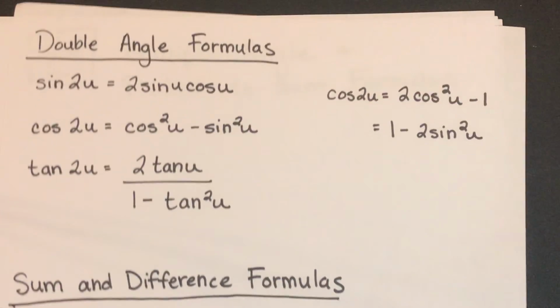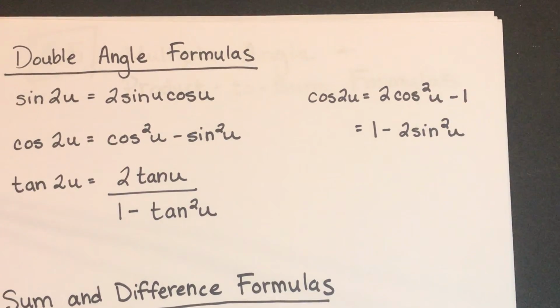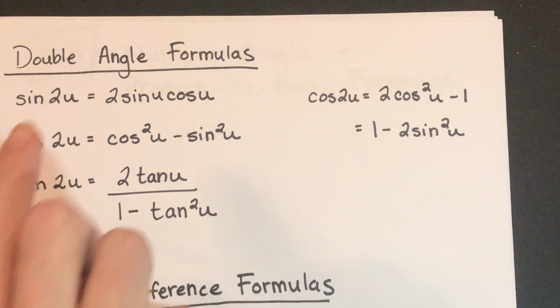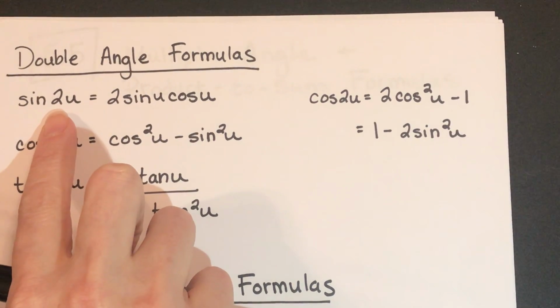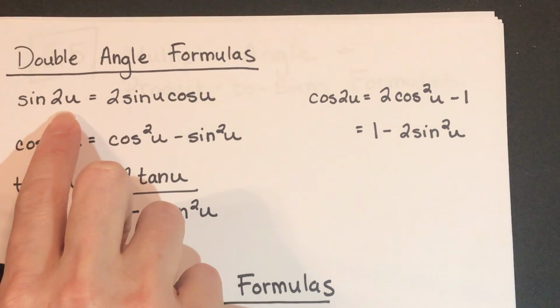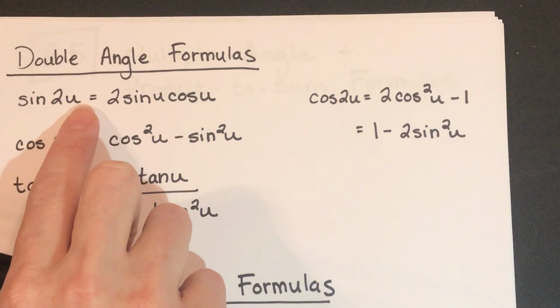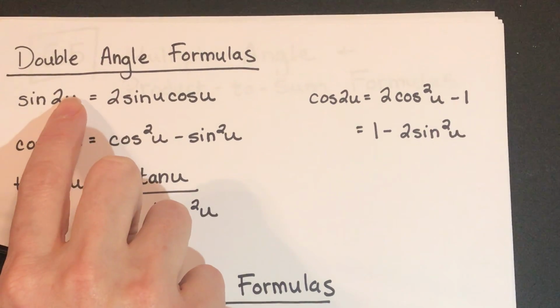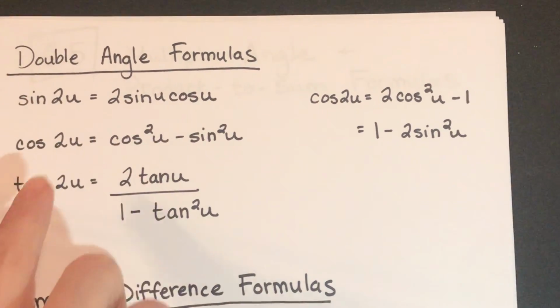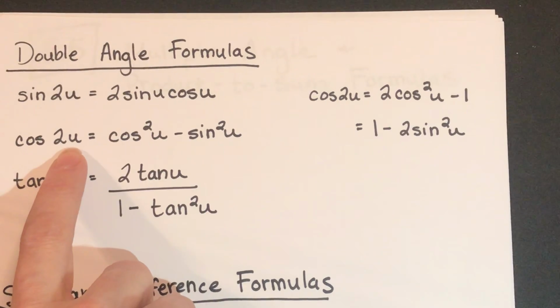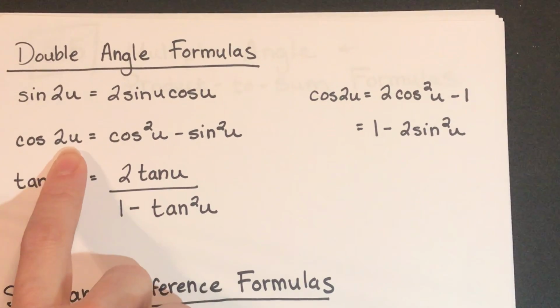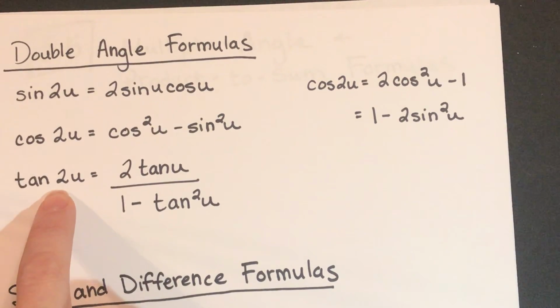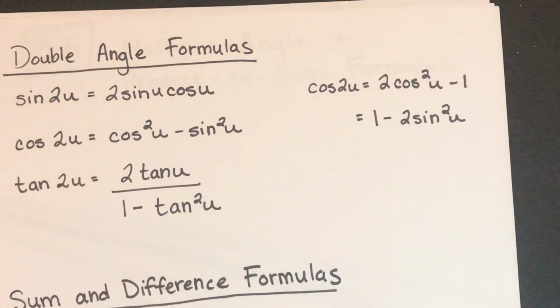Today we're going to start off by looking at the double angle formulas. That's when you don't just have sine x, you have something like sine 2x. Whatever your angle is, it's doubled. So here too, cosine 2u, tangent 2u. These are the double angle formulas.